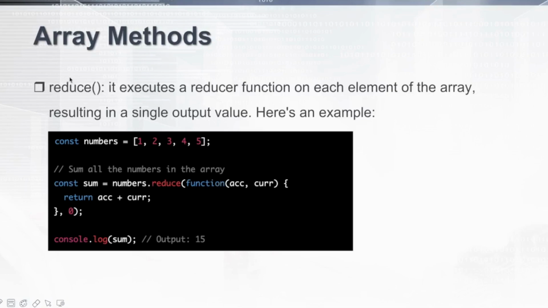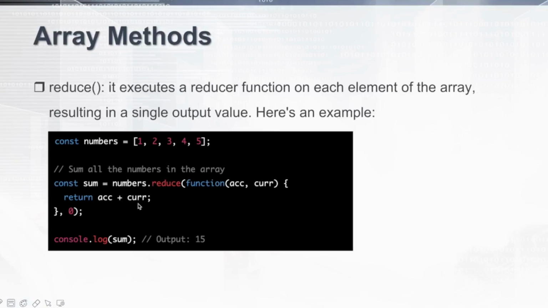So we are going to look at the reduce method, and that will be the last method we are going to be looking at for arrays. So after this, we'll be moving on to something else. So the reduce method is used to iterate over the values of an array and perform an operation, right?